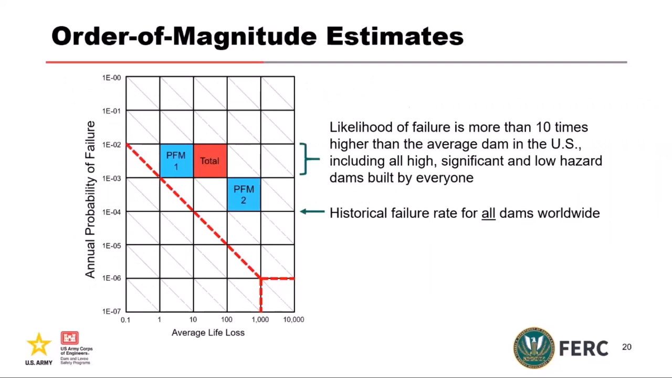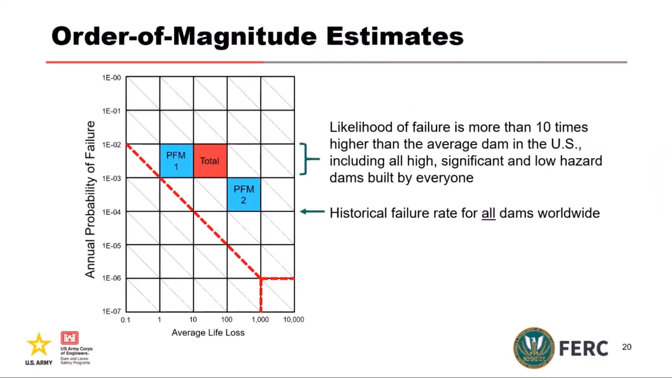So what you're trying to get to, ultimately, is an order of magnitude estimate, which is actually a pretty big range if you think about it. And so right now, if you were to plot this, the total risk up here, this is what this means in English. Your total risk is right here. This right here is the historical failure rate for all dams worldwide, which is 1 in 10,000 per year. And it's been pretty stable for quite a long time.